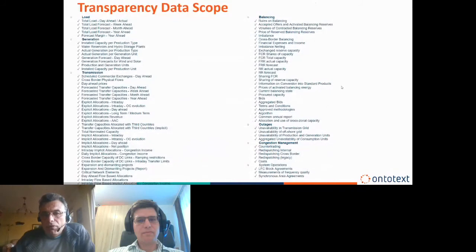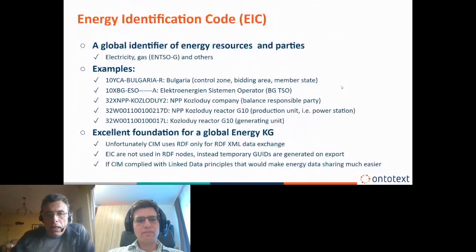As I mentioned, the scope of data is very broad, about 100 data points. So you see a bunch of time series describing load, generation, transmission, balancing, outages, congestion, and so on. One very important ingredient in making knowledge graphs is to have permanent URLs about entities, and this already exists in the energy domain. The EIC, Energy Identification Code, is used not just for electricity, but also for gas, for example, by the ENTSOG organization.